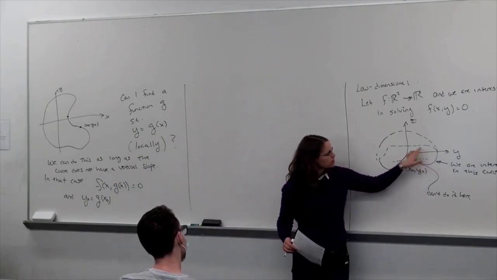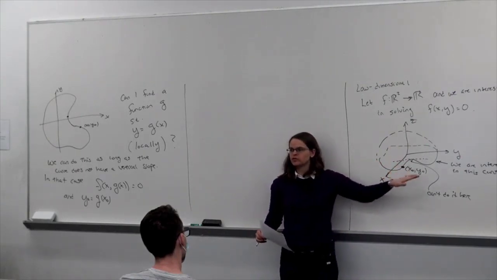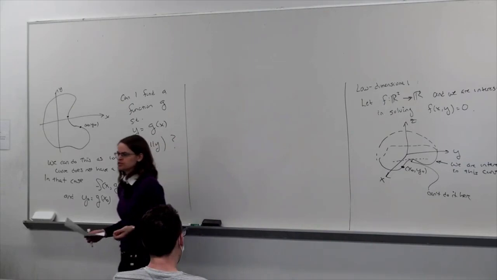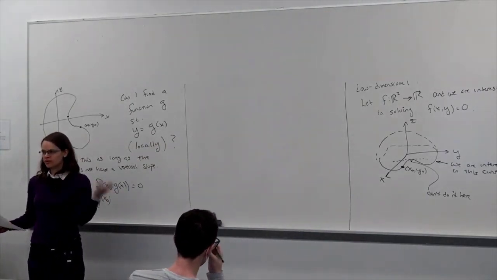This curve here is the zero level set of f. That means f is constant on this curve. As I travel along this curve, f doesn't change. Okay, so we know about constant functions. If I think about simple functions of one variable, if the function is constant, its derivative is 0.